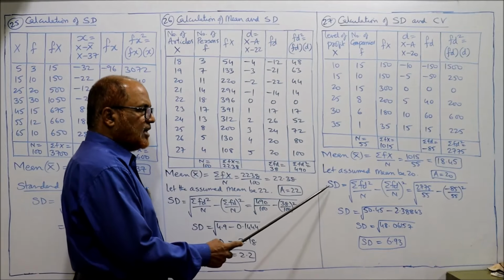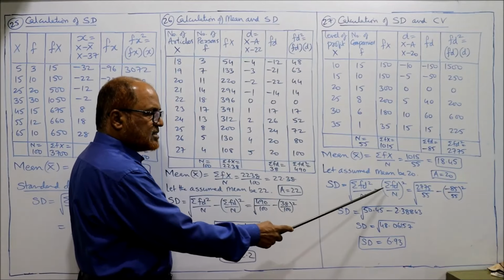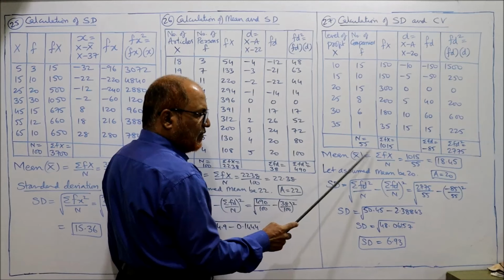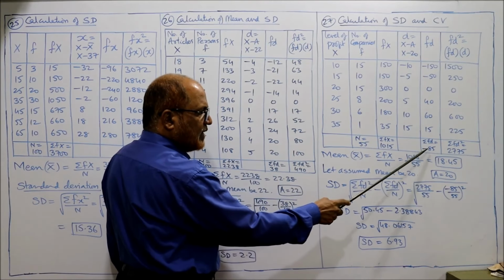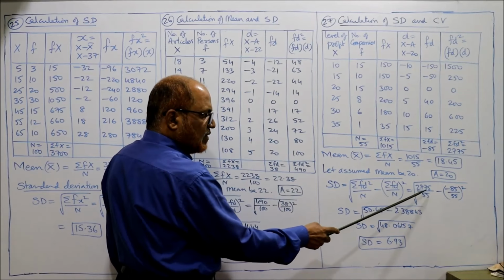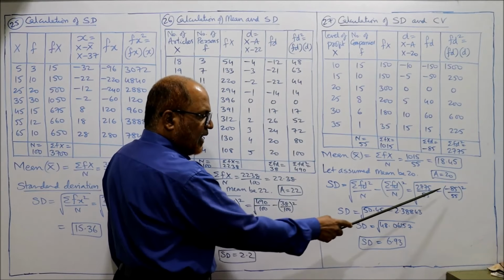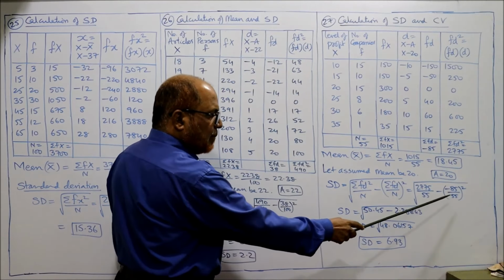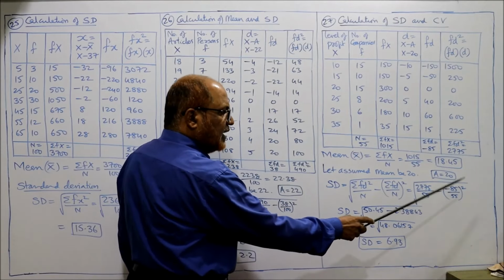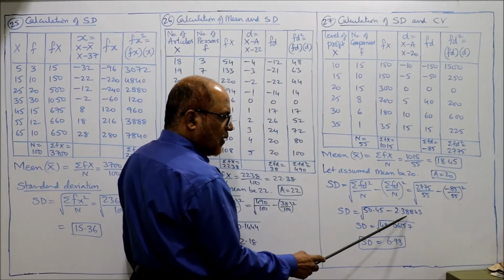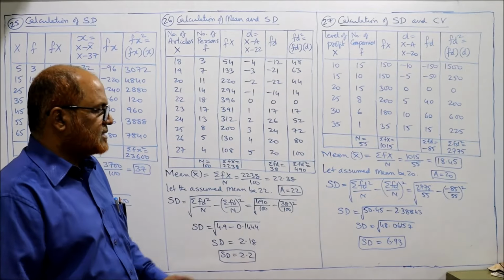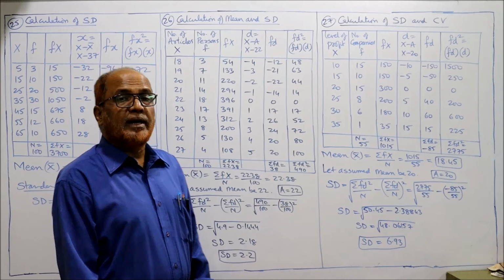Now substitute in the formula. Standard deviation summation FD square by n minus summation FD by n whole square under root. FD square 2775 divided by 55 और FD कितना है summation FD minus 85 by 55 whole square under root. तो 2775 divided by 55 you'll get 50.45 and 85 divided by 55 ये माइनस को स्क्वायर करने से प्लस हो जाएगा तो 85 divided by 55 squared is equal to you'll get 2.38843 subtract कर दो, रूट कर दो you'll get 6.93 this is the standard deviation. So we have completed 27 problems.